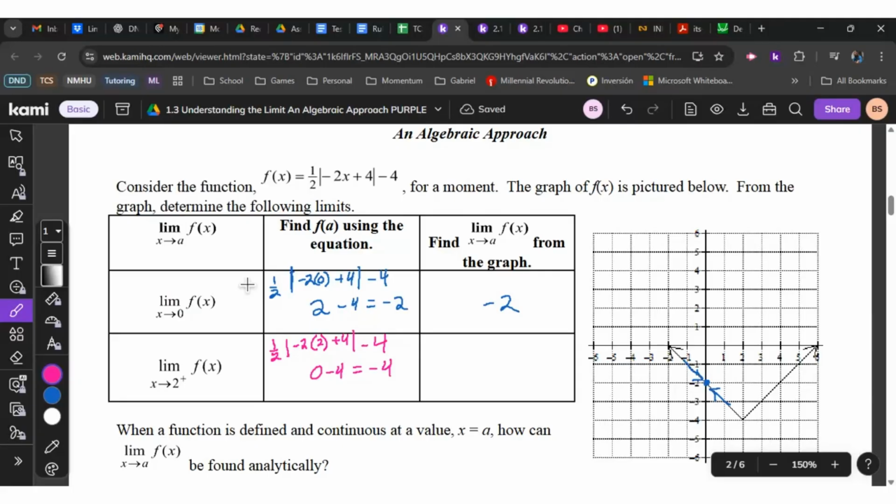Now, let's see if that's what we get when we do the limit of it, right? So we're going to look at our graph. We're going to go to 2. We're going to go to the positive side of 2, and then we're going to trace it down to the value of 2.